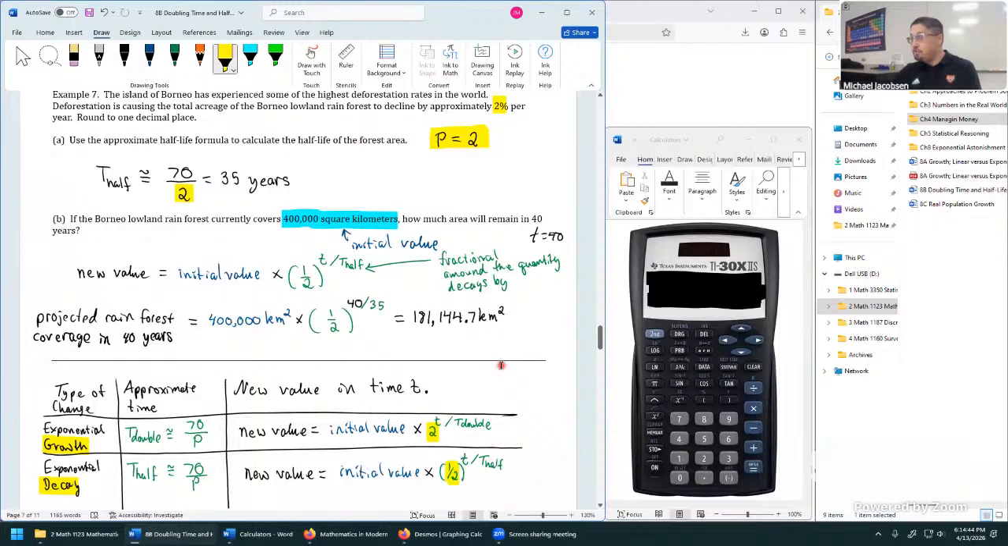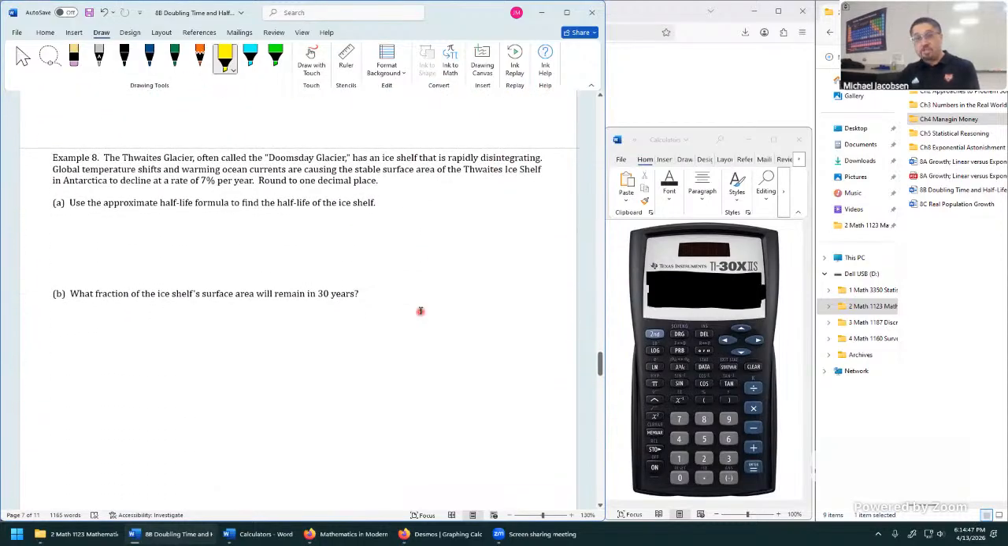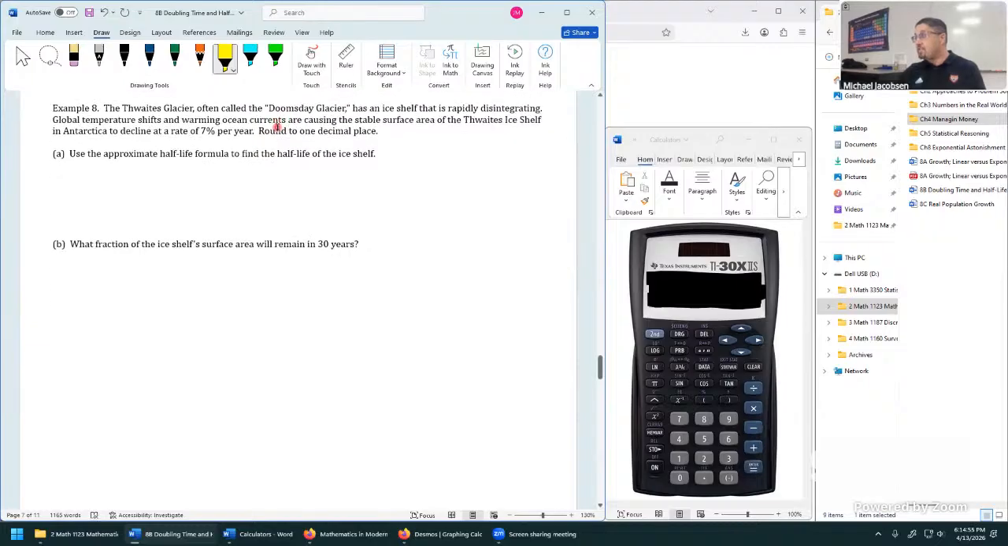Okay, well, putting this table to use, here's the last question before we switch gears and look into exact doubling time, exact half-life. So this is the Thwaites Glacier, often called the Doomsday Glacier. This is a real glacier out there in the world. It has an ice shelf that's rapidly disintegrating, and we're told global temperature shifts, warming ocean currents are causing the stable surface area of the Thwaites ice shelf in Antarctica to decline at a rate of 7% per year. So that's a pretty big decline rate.